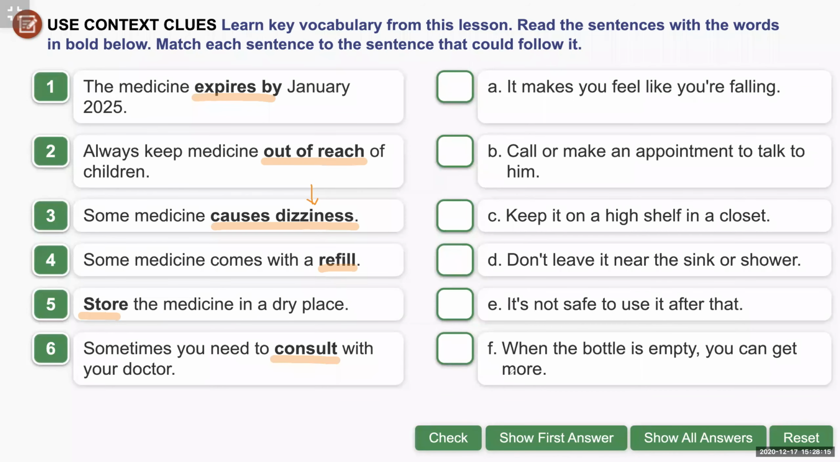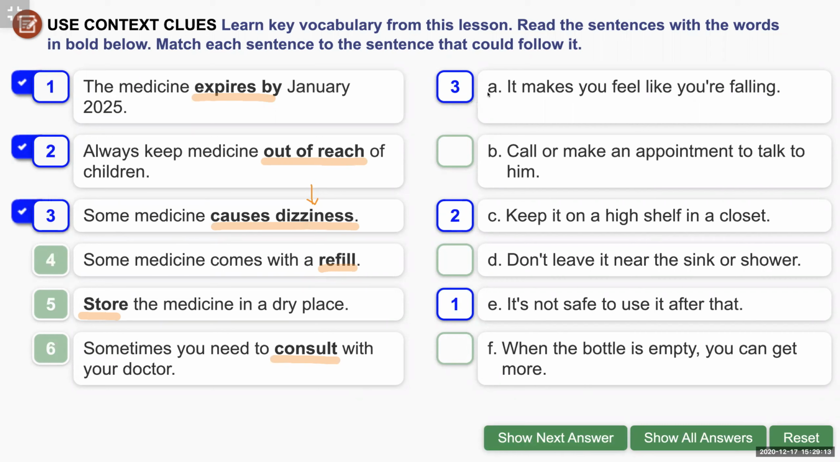Let's look at number 3. Some medicine causes dizziness. 3 is A. It makes you feel like you're falling. Let's look at number 4. Some medicine comes with the refill. 4 is F. When the bottle is empty, you can get more.